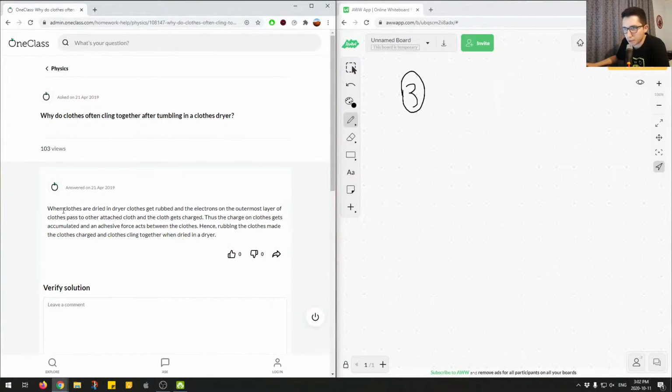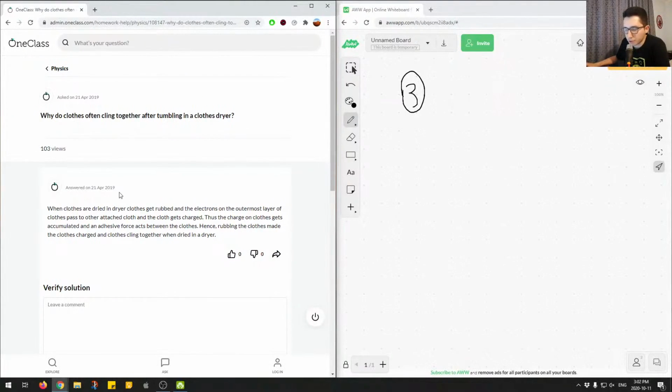answer to this question. When clothes are dried in a dryer, clothes get ripped and the electrons on the outermost layer of clothes pass to other attached clothes. So we're talking about the transfer of electrons. Thus the charge on clothes gets accumulated and an adhesive force acts between the clothes. Okay. Hence, rubbing the clothes made the clothes charged. Clothes cling together when the dryer is right.